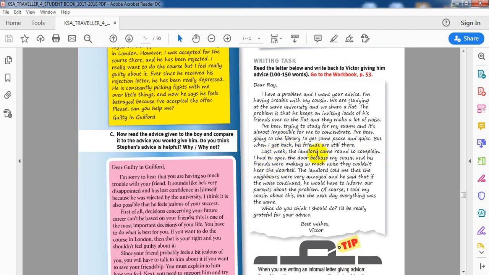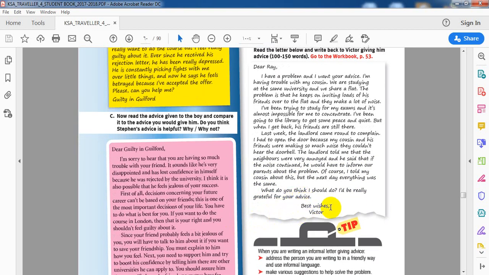Last week, the landlord came round to complain. I had to open the door because my cousin and his friends were making so much noise. They couldn't hear the doorbell. The landlord told me that the neighbors were very annoyed, and he said that if the noise continued, he would have to inform our parents about the problem. Of course, I told my cousin about this, but the next day everything was the same. What do you think I should do? I would be really grateful for your advice. Best wishes, Victor.